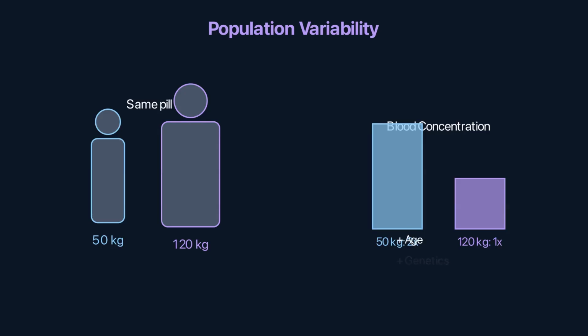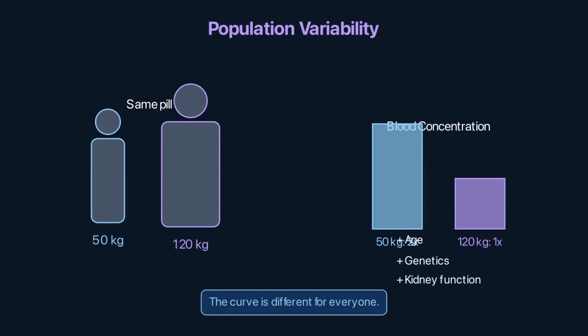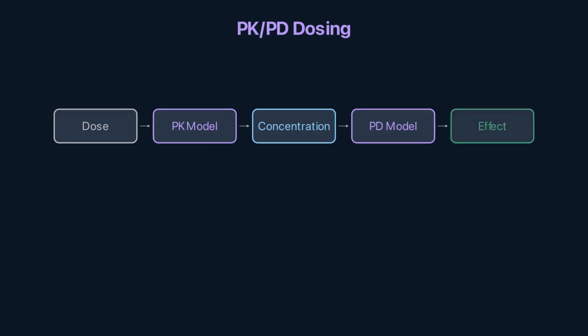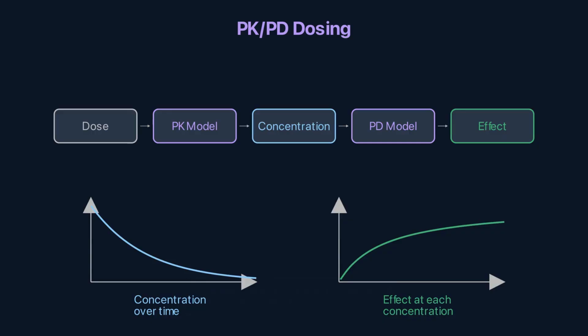Add age, genetics, kidney function. The curve is different for everyone. PK model predicts concentration over time. PD model predicts effect at each concentration. Together, dose to concentration to effect.